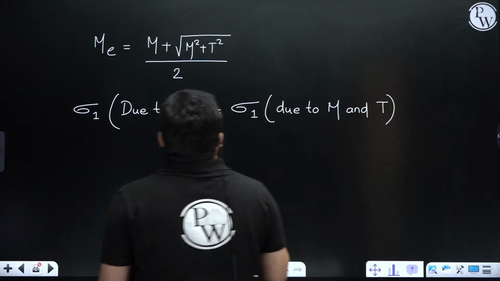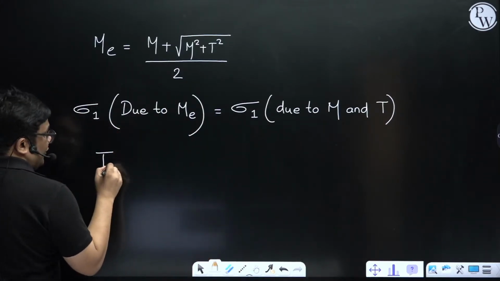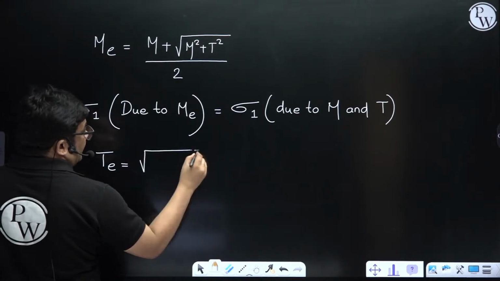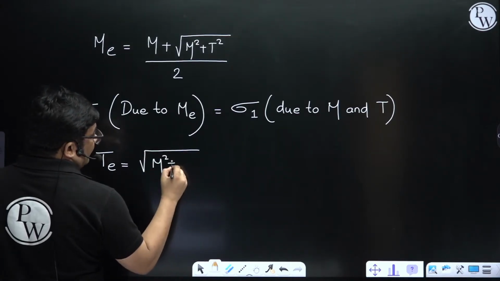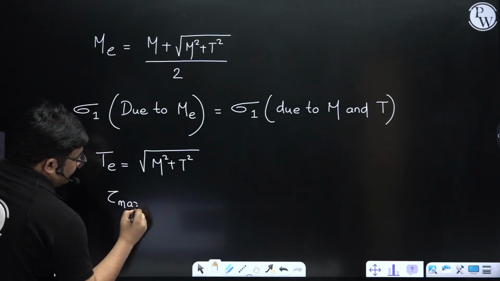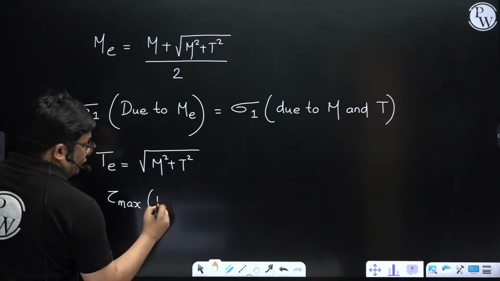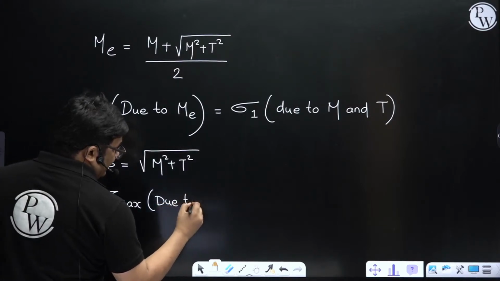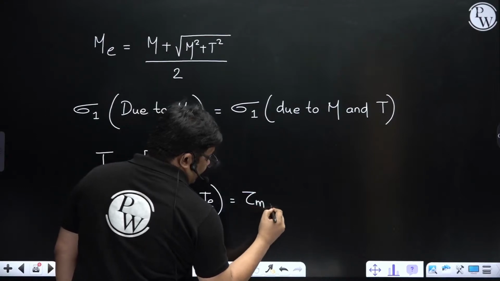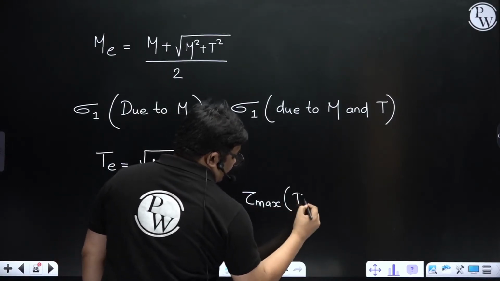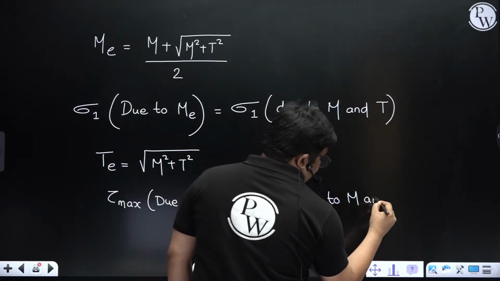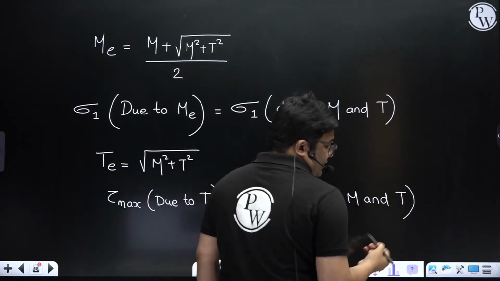And then what was the equivalent torsional moment? It was your root under M square plus T square. And how I found out? The maximum shear stress due to TE is equal to the maximum shear stress due to the combined effect of M and T. So this was all about today's lecture.